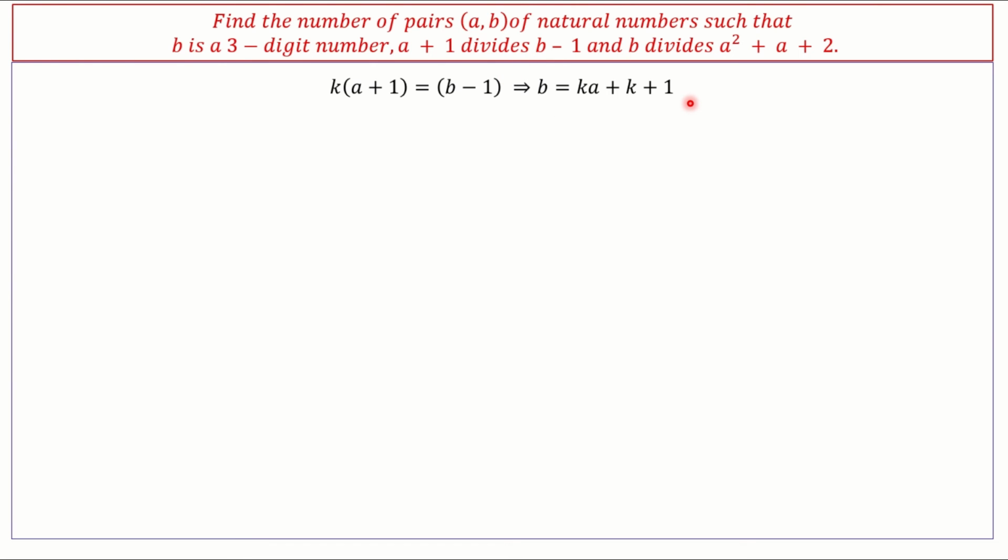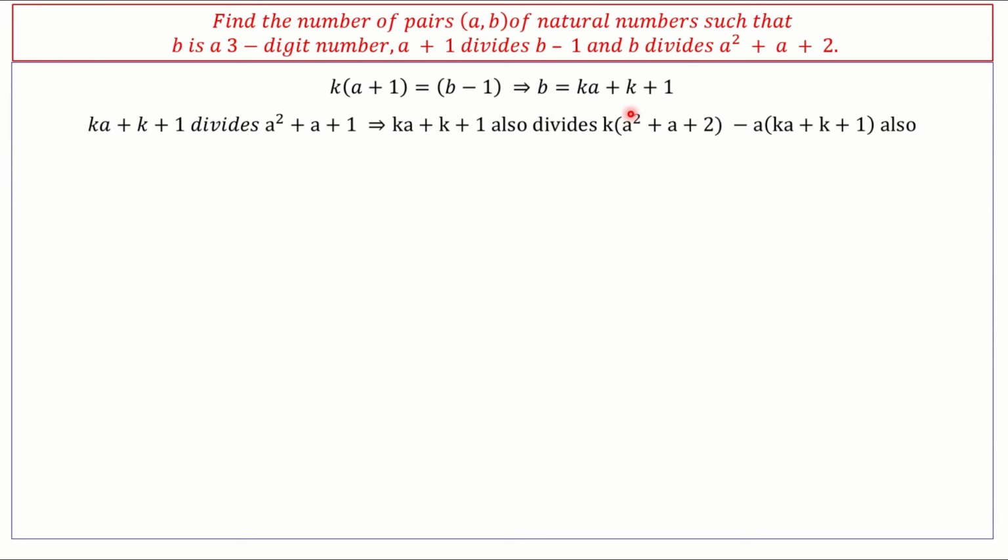Because when we get values, we'll substitute here and see the validity of this. So ka plus k plus 1 divides, that's what is given, right? B divides a square plus a plus 2. So b is nothing but ka plus k plus 1, and this divides a square plus a plus 2. That implies ka plus k plus 1 also divides k times this number minus a times this, because individually each one is divisible by ka plus k plus 1. So combined also it will be divisible.